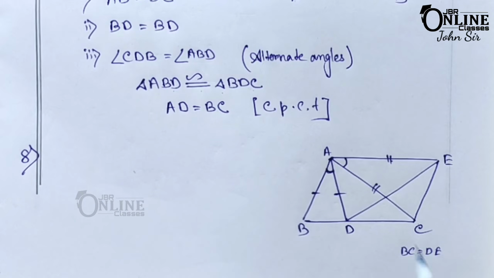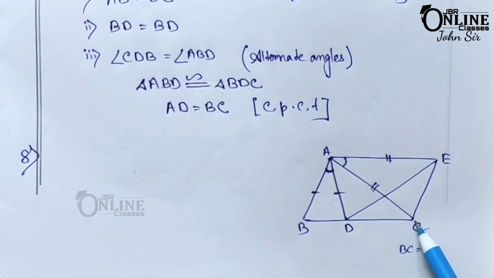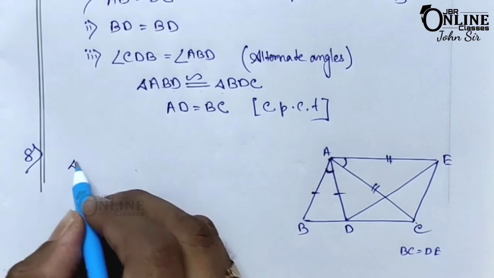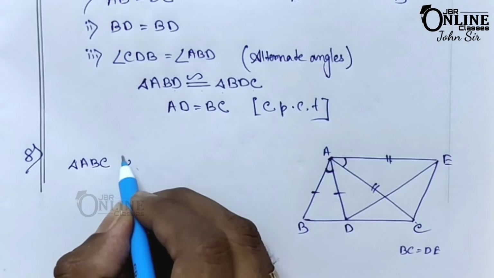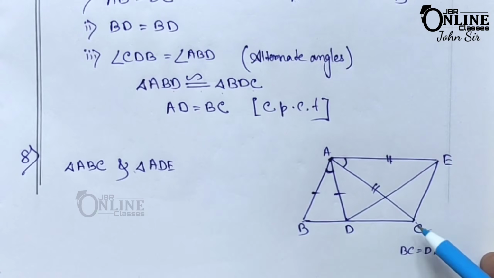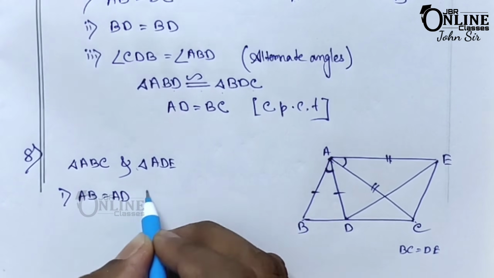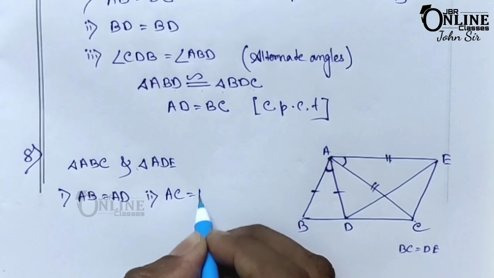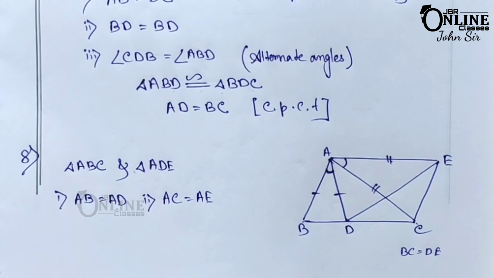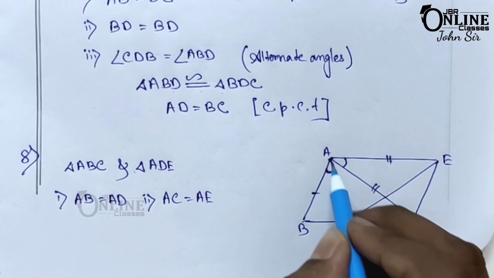You have to show that BC equal to DE. So here, from triangle ABC and triangle ADE, the first one is AB equal to AD, it's given. Second one is AC equal to AE. Now the third one, as angle BAD equal to CAE.